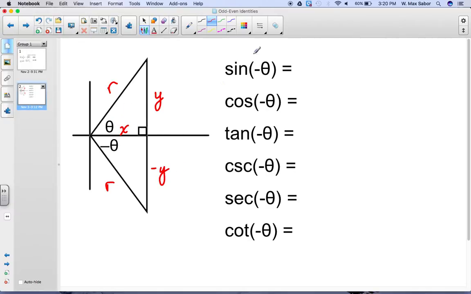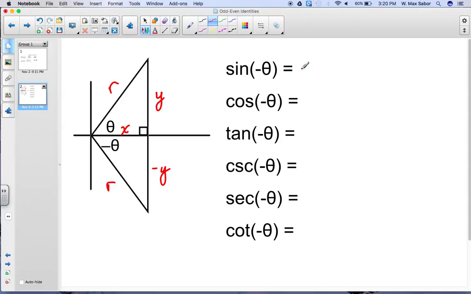So if we have sine of negative theta, that's negative y over r. Because that's negative y over r, we'll say that that's just negative sine of theta. If we have cosine, well, that's adjacent, so x over r, neither of those are negative, so that's going to be the same thing as cosine of theta.